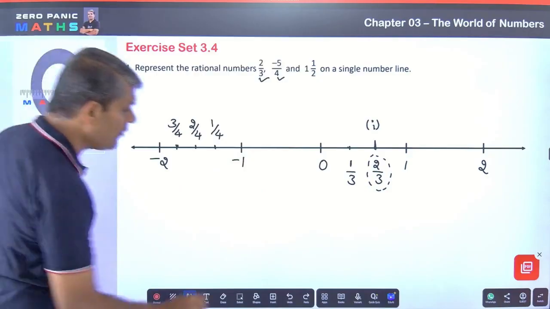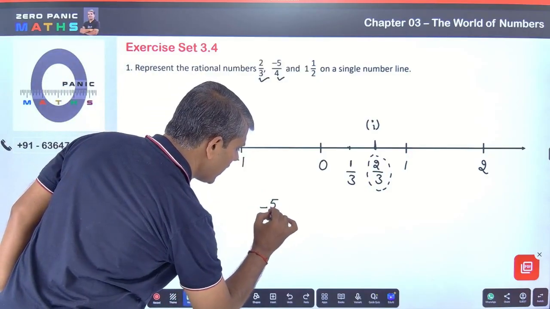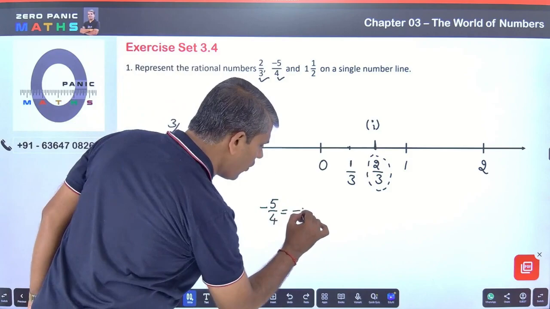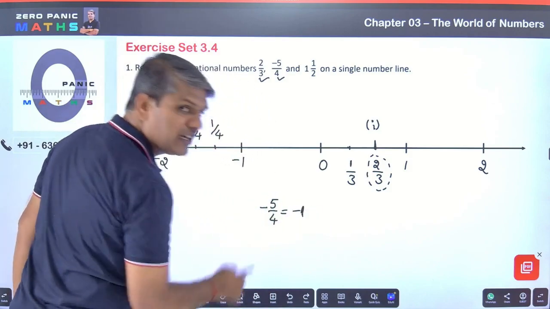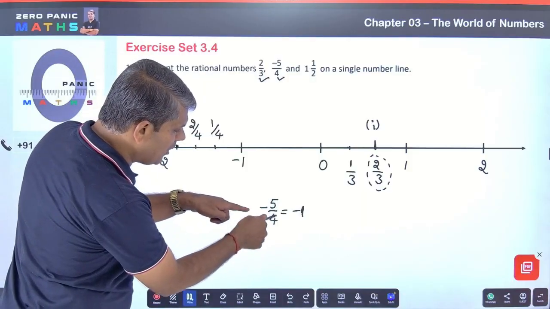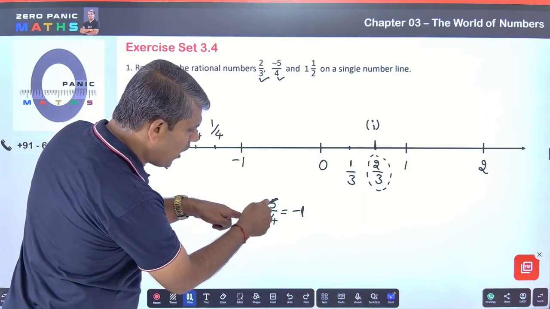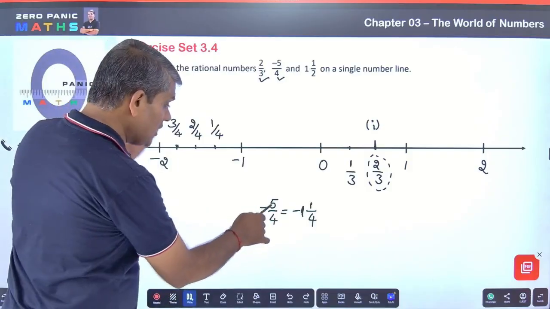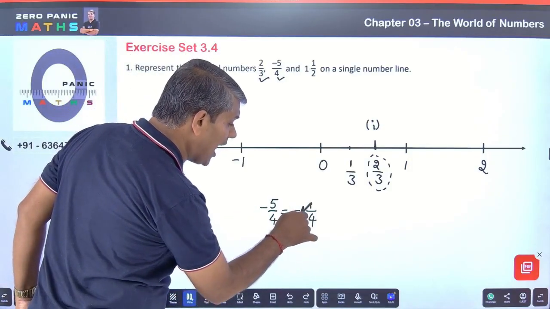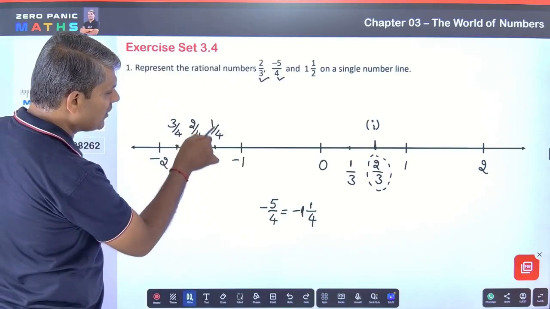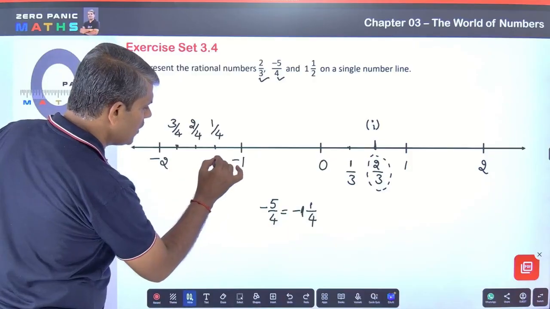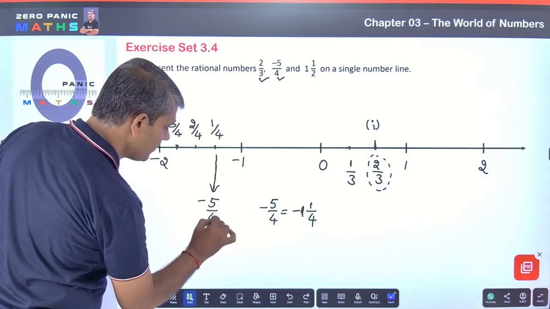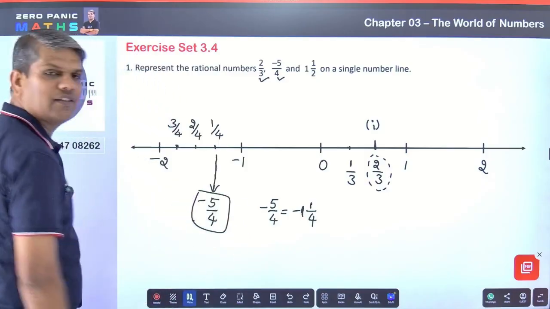What is -5 by 4? You see, this is very important. -5 by 4, keep this minus symbol here only, and 4 ones are 4, and what remained in 5? When I divide 5 by 4, 4 ones are 4 and 1 remains, that is 1 by 4. So actually -5 by 4 is -1 and 1 by 4. And where exactly am I getting that? -1 and 1 by 4. So this point is my -5 by 4. Hope you got this. Understood, right?